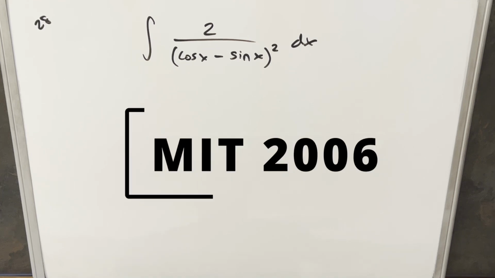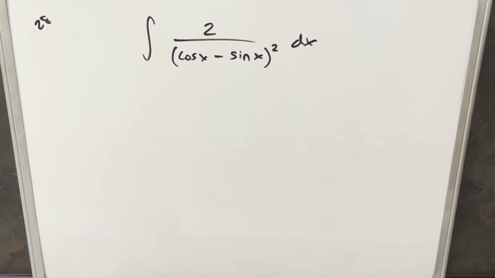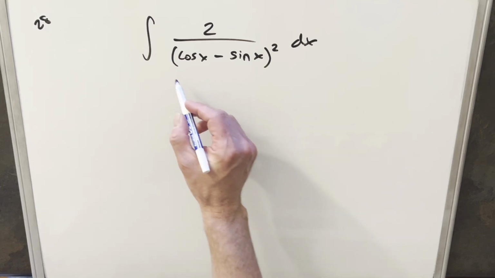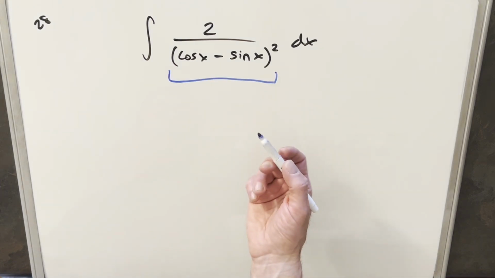Okay, we have here today another integral from the MIT Integration Bee from 2006. This was problem 28. We have the integral of 2 over (cosine x minus sine x) all squared dx. There's definitely a few different ways we could approach this. Like we could just square this out if we wanted.